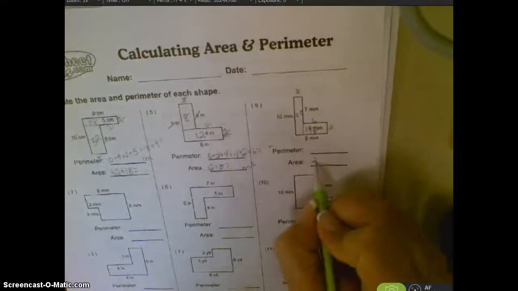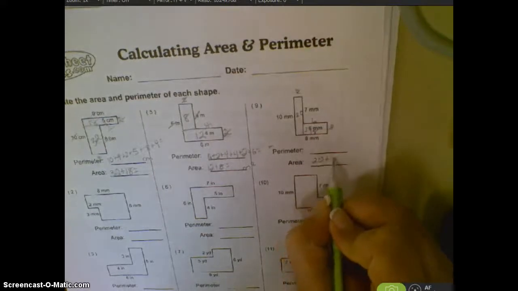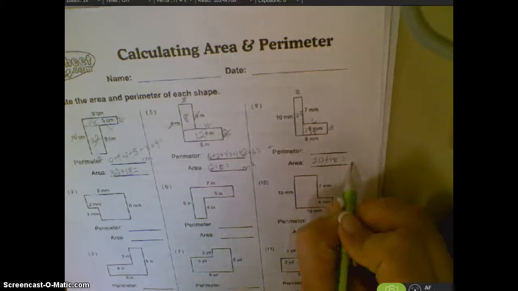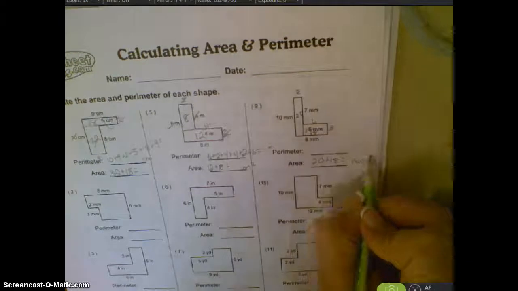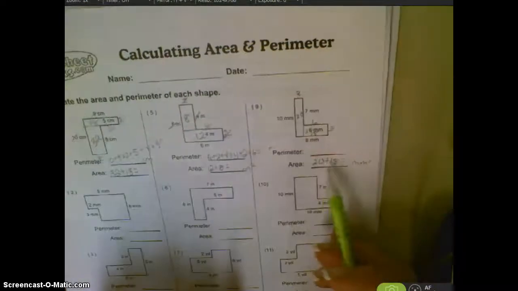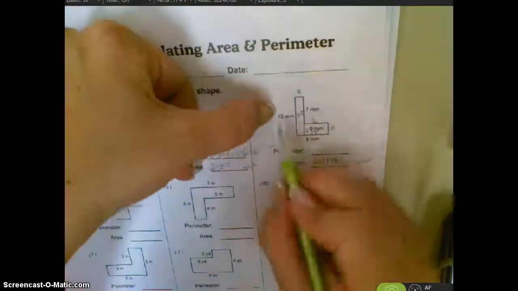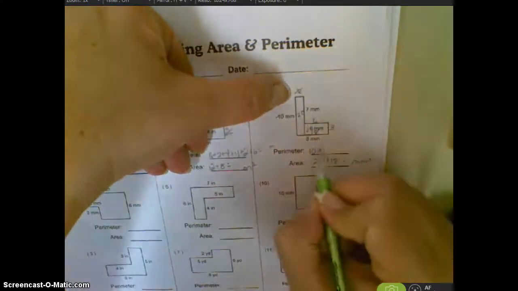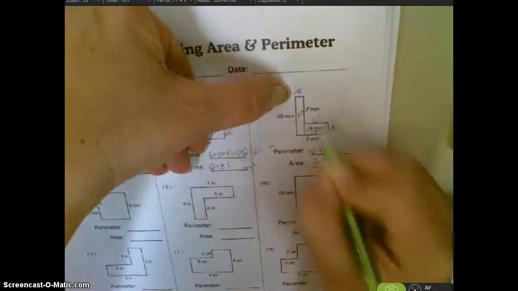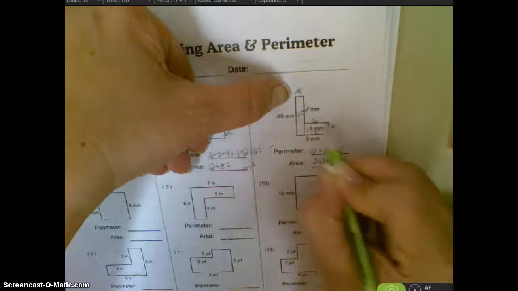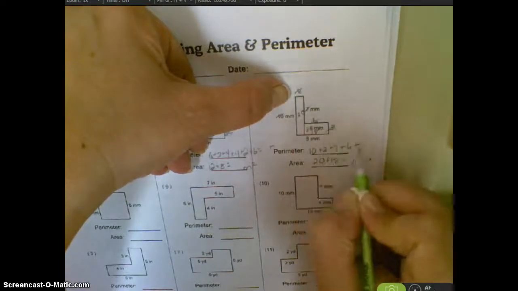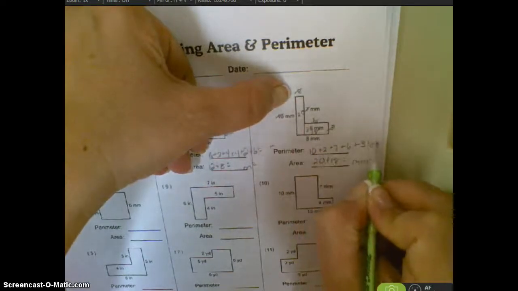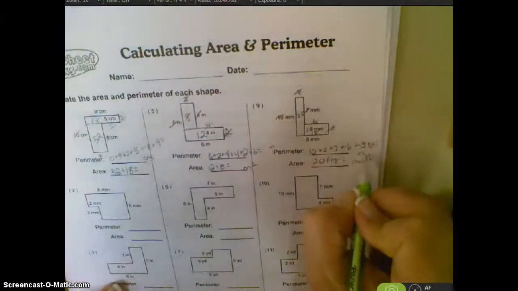So I'm going to add the areas together, 20 plus 18, and figure out how many millimeters squared that would be. Perimeter now I'm adding instead, so I'm going to start with my 10. 10 plus 2 plus 7 plus 6 plus 3 plus 8, and I'll find out how many millimeters that is.